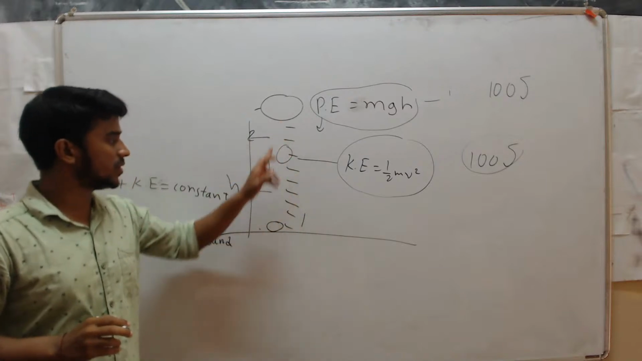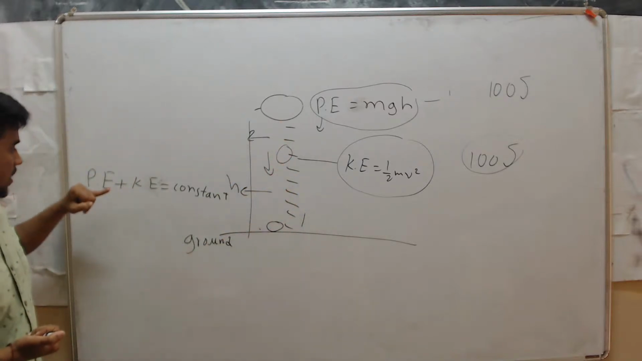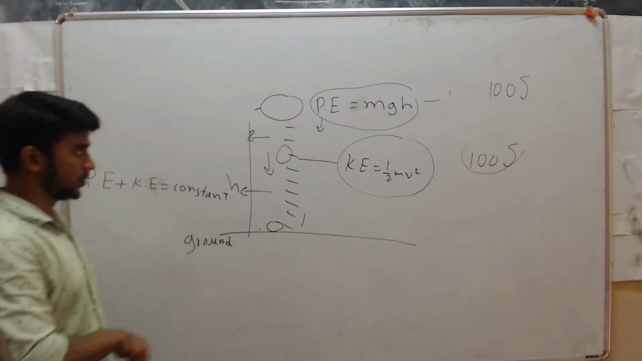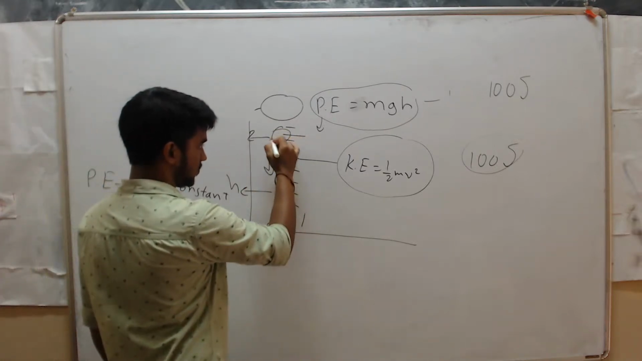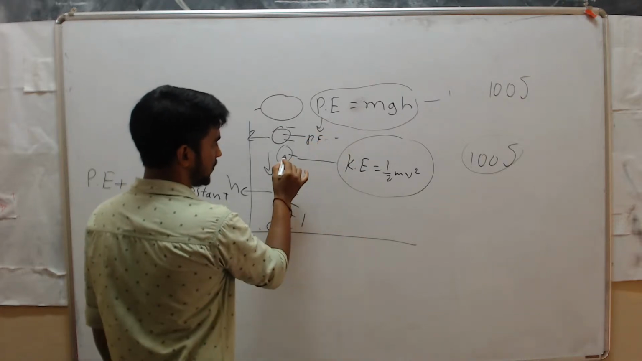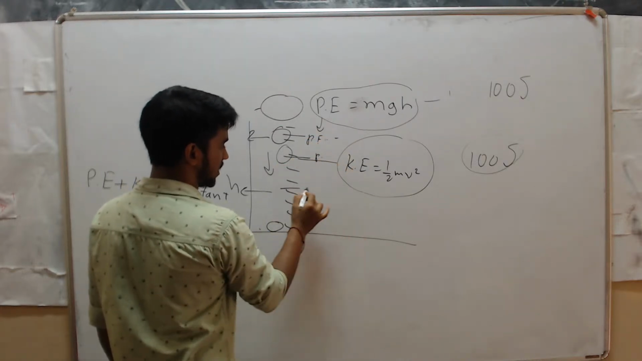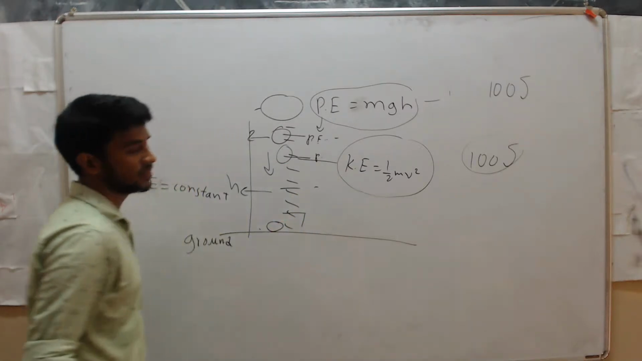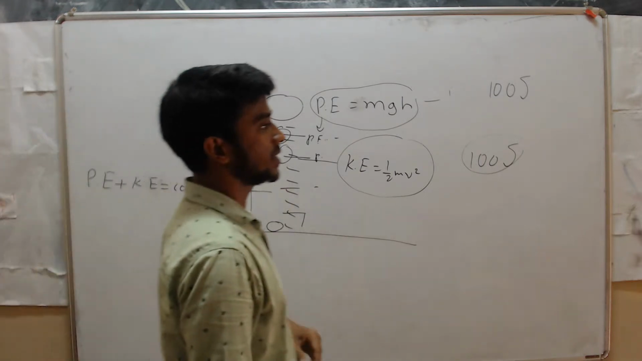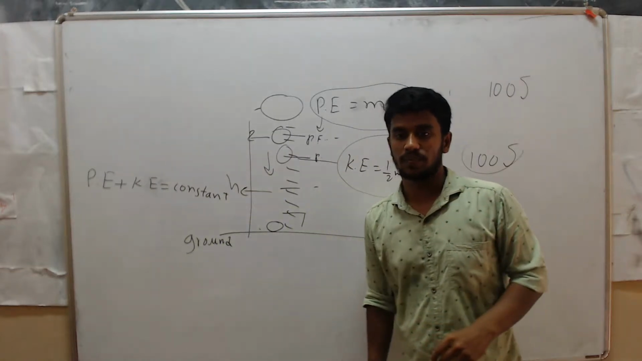At each and every point, if you add potential energy and kinetic energy, you will get the same answer. If you calculate at this position, potential energy plus kinetic energy, you will get the same answer. If you calculate here, you will get the same answer. Here also the same answer. So that's why potential energy plus kinetic energy is constant at each and every point. That energy remains the same.